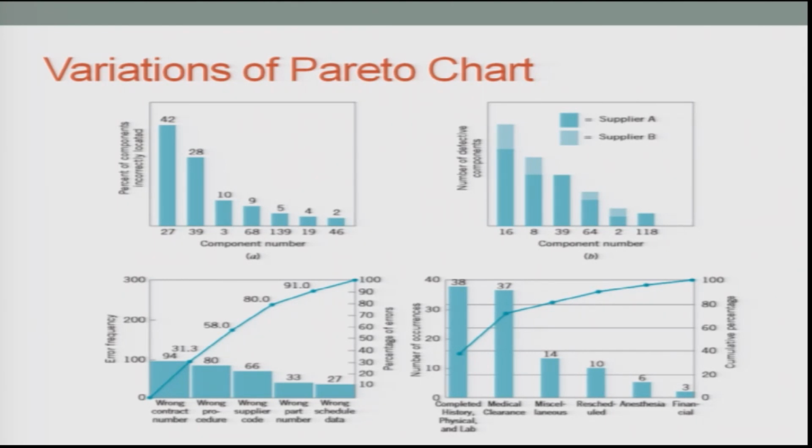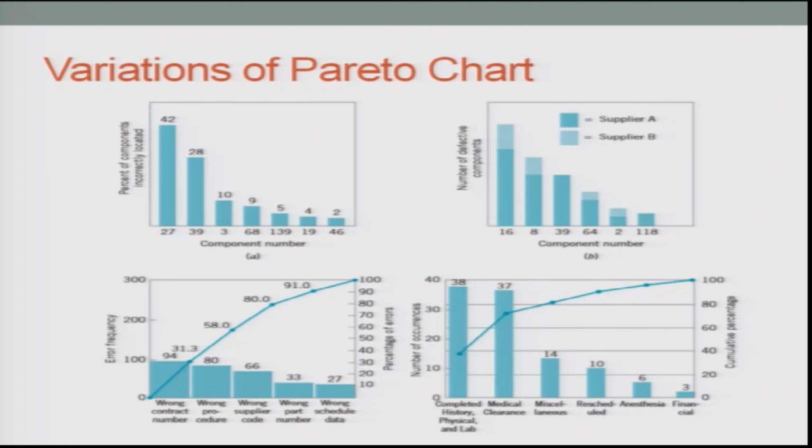So, the variations of the Pareto charts are given. Component numbers are given, and on the y axis you find the percentage of components inaccurately located. Then in the other diagrams, again you have the components and all the wrong things which have been done, like the rust part, the paint not being there, casting not being done properly, welding not being done properly. All these are marked along the x axis, and the error frequency, or number of occurrences, depending on how you want to find the numbers. It can be frequency, relative frequency, percentage of occurrences, and all these are marked along the y axis.